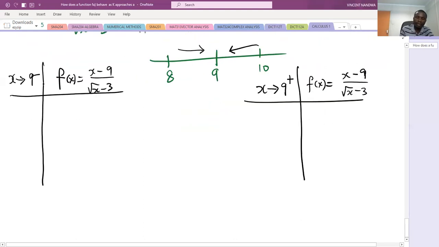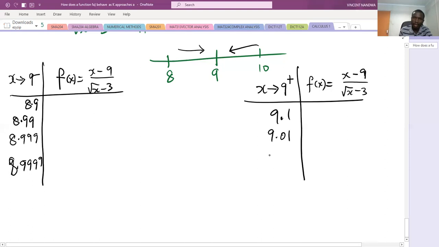Then we can pick values like, say, 8.9, and then 8.99, and say 8.999, and then say 8.9999. So pick those values which are very, very close to 9, but not 9 itself. And then for this other one, you pick, say, 9.1, and then 9.01, say 9.001, and then 9.0001.